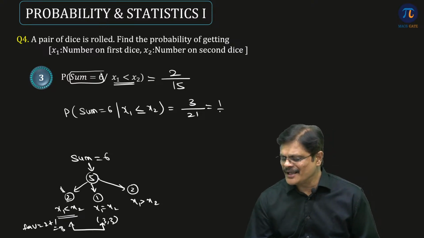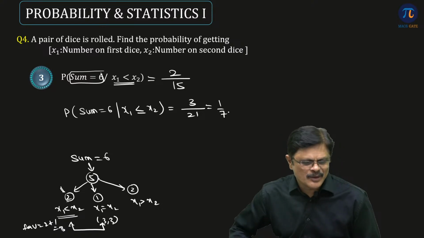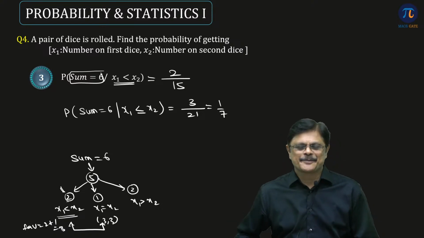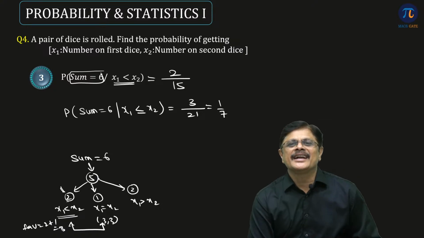So what is the answer? 1 by 7, my dear friends. What is the answer? 1 by 7. Hope you understand. Is the idea clear?